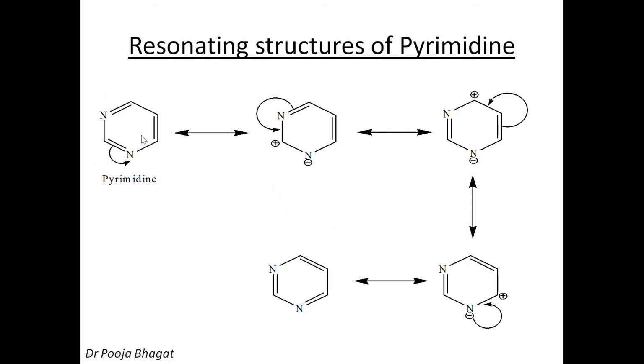This is the pyrimidine ring. The pi electrons will shift towards the nitrogen, as nitrogen is more electronegative. So nitrogen will have a negative charge, and the electrons are moving away from this carbon, so this carbon will have a positive charge. You can see here the carbon has a positive charge, and the nitrogen has a negative charge. Now this pi electron density will move here.